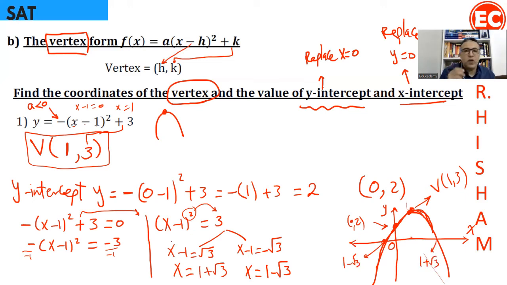So I didn't use the quadratic formula to find the x-intercept here. It's not necessary to find the x-intercept when you are solving for the vertex and the y-intercept, but I would like to show you how to find the x-intercepts.